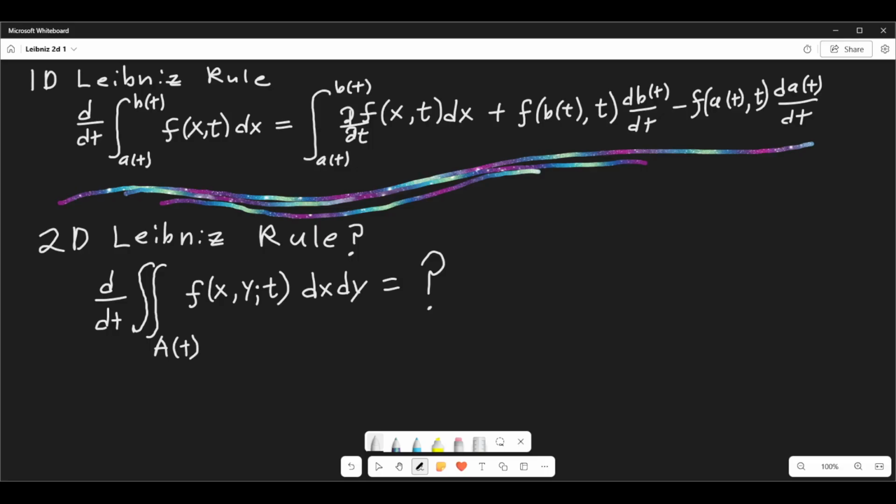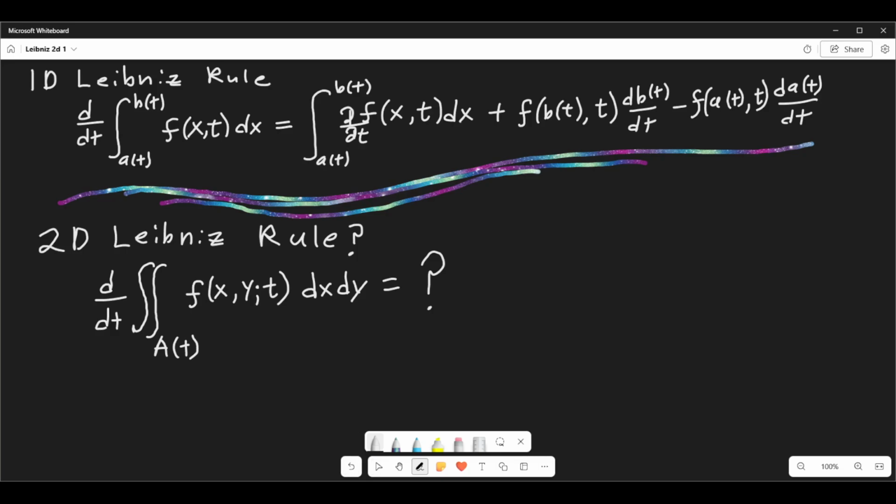So with the 2D Leibniz rule, basically instead of a function of x and t, it has a function of x, y, and t. So there's now two variables in the integrand. And instead of being integrated over two different locations on the x-axis, it's now integrated over an area. And then there was the d by dt on the other side.